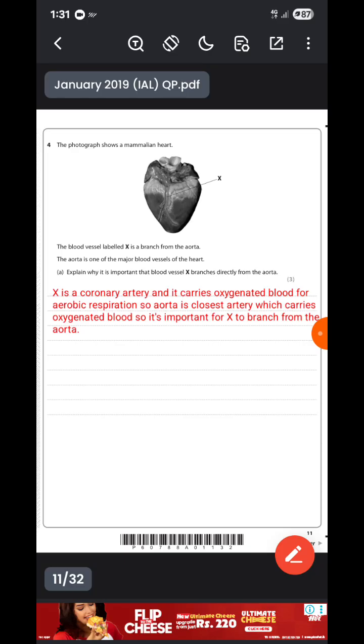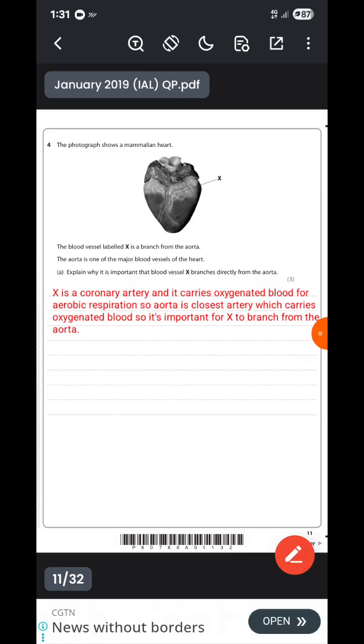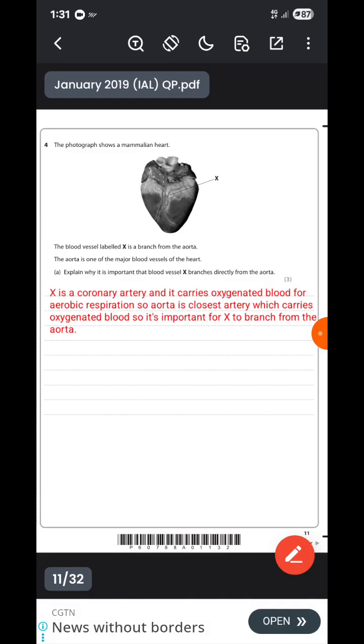The answer is X is a coronary artery. If there are arteries in the heart, that means heart muscle, it's obviously and always a coronary artery. And it carries oxygenated blood for aerobic respiration. So the aorta is the closest artery which carries oxygenated blood. So it's important for X to branch from the aorta so that it will get enough blood.